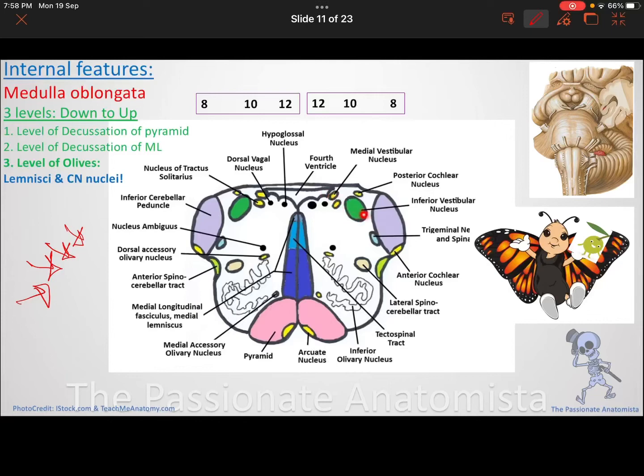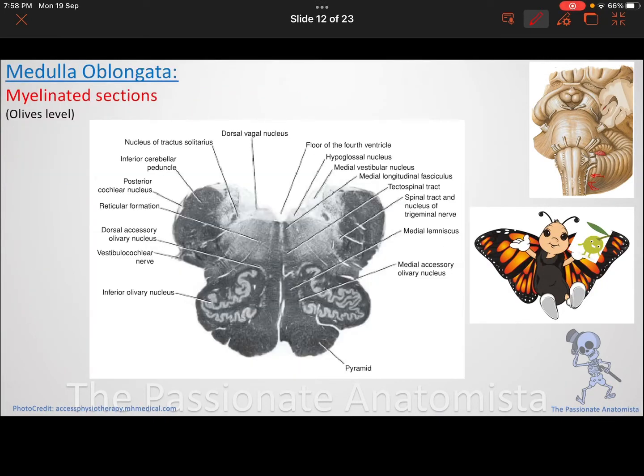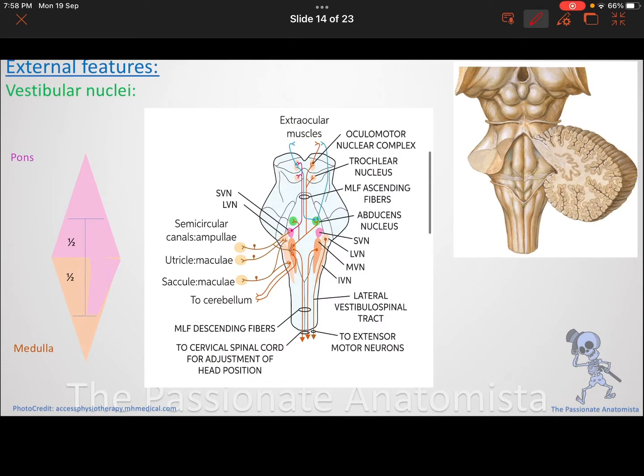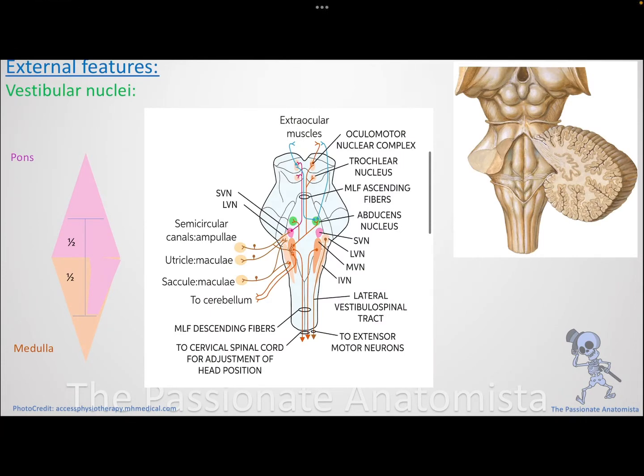Inferior vestibular nuclei. We're going to talk about those later on. Here we have the vestibular nuclei. This is a very nice diagram, you guys. I liked it because it shows you how the vestibular nuclei are arranged. Can you see that this is actually the floor of the fourth ventricle? We have the open medulla at that level, and then we have the pons.